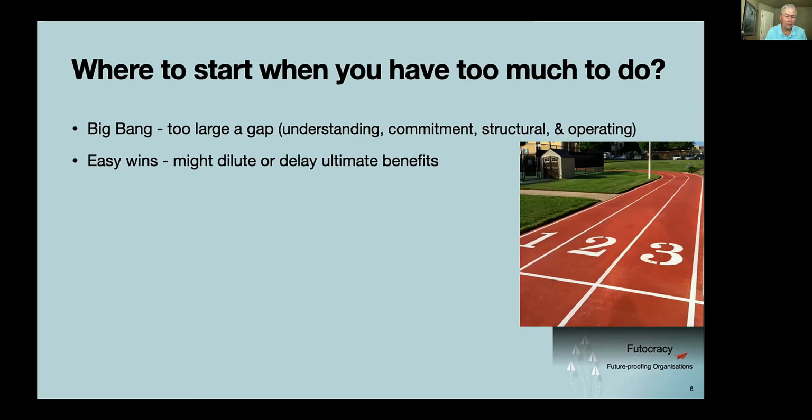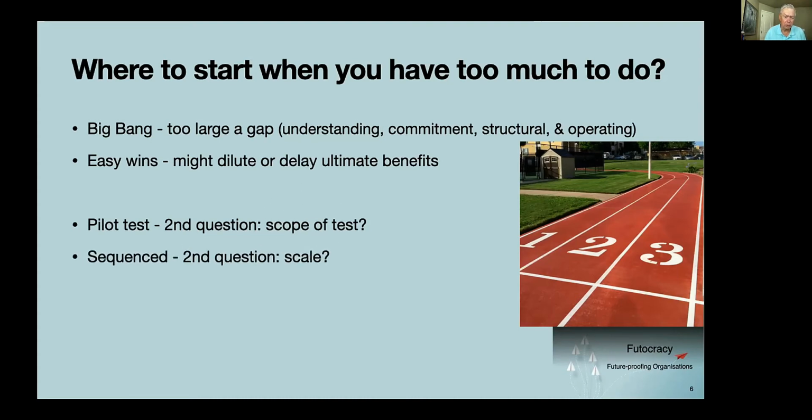The default then is often easy wins, but this sometimes becomes a little bit disjointed, and it's not really a collective view of what needs to be done. The more important point then is doing some pilot test. The pilot test then requires a second question: how big a scope for the test? But there's also another question here of sequence. So the scale, how do you start small? Do you scale? Where do you start? What principle do you start with?